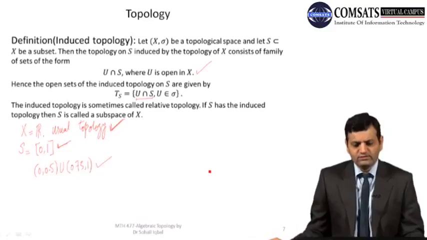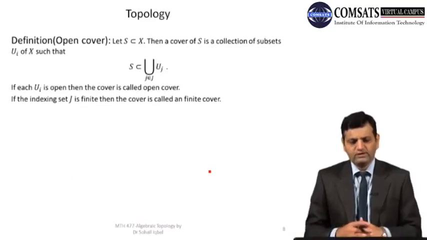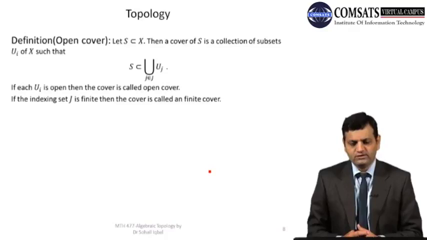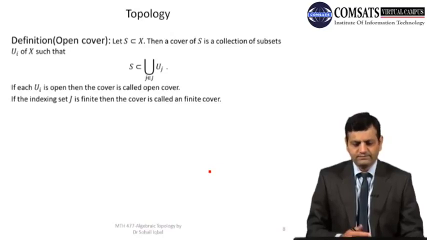So the induced topology is sometimes called relative topology. If S has the induced topology, then S is called a subspace of X. So what is an open cover? Let S be a subset of a topological space X, then a cover of S is a collection of subsets Ui of X such that S is contained in the union of the Ui's. If each Ui is open, then the cover is called an open cover, and if the indexing set J is finite, then the cover is called a finite cover.